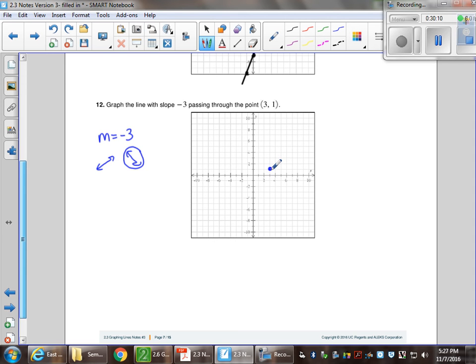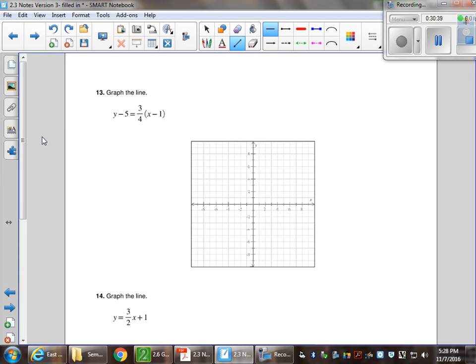So if I go up 3, 1, 2, 3, I have to go left 1. Down 3, 1, 2, 3. Over 1, there's my graph. Done. Remember, this is over 1. Even though it's not written, over 1, it's there. It's implied, if you will.